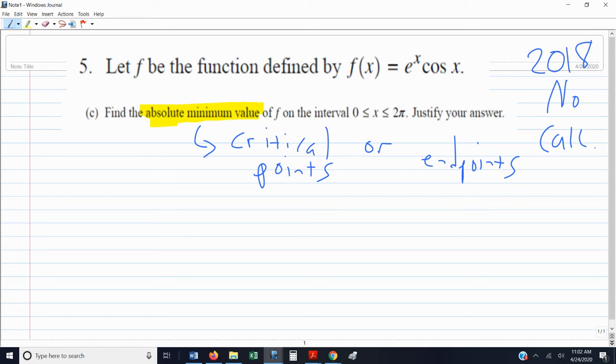We are also going to be making a chart for this question to organize all this information. Do you remember what that chart is called? It is the candidates test or a chart of candidates.